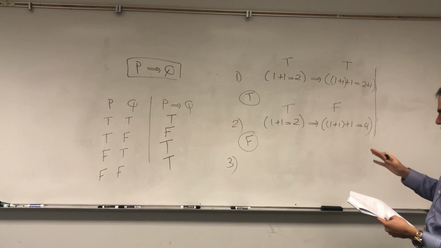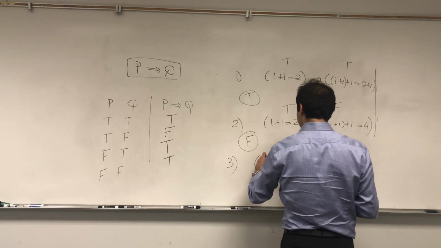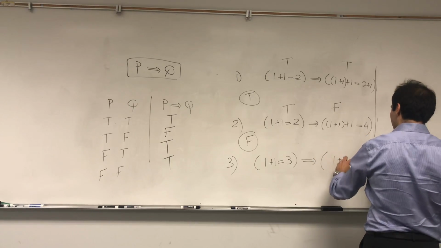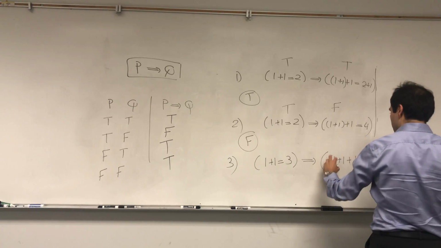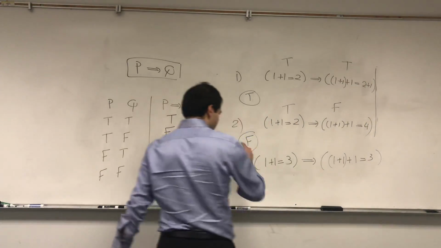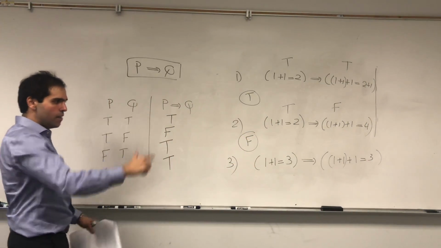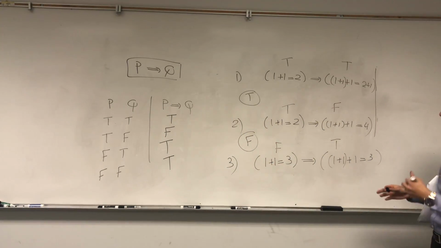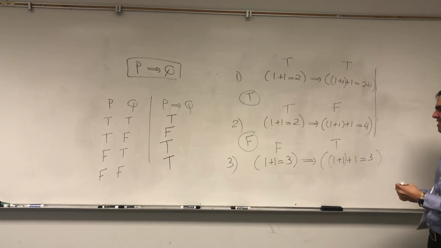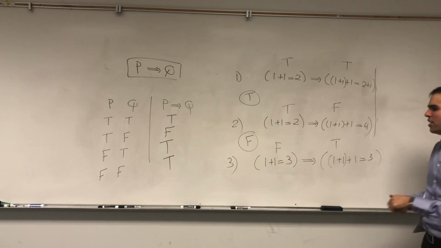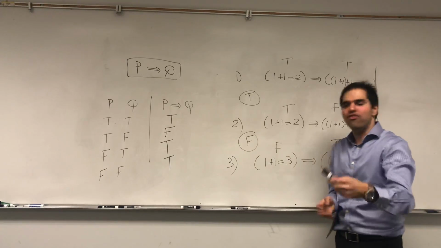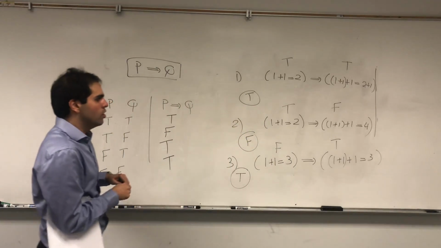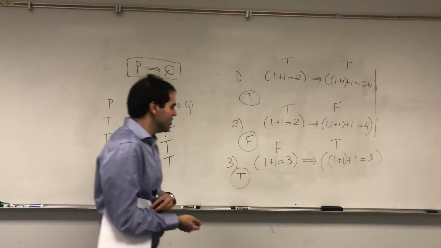Okay, now how about false implies true? What about this? 1 plus 1 equals 3 implies 1 plus 1 plus 1 equals 3. Now, here again, you have false implies true. And here's the thing. By what we said, this is not false, right? Because you basically started with just a false assumption. So therefore we say this is actually true, even though it might not be quite true reasoning.